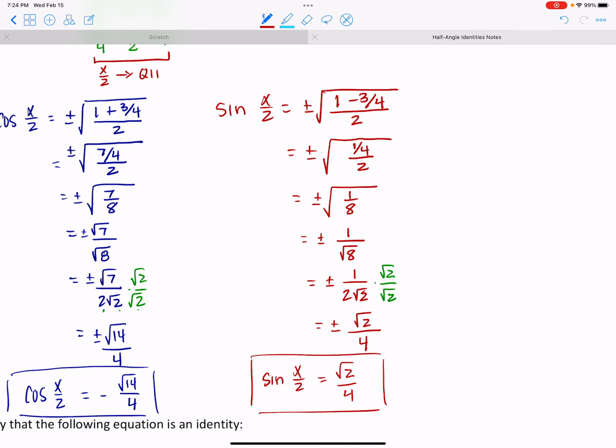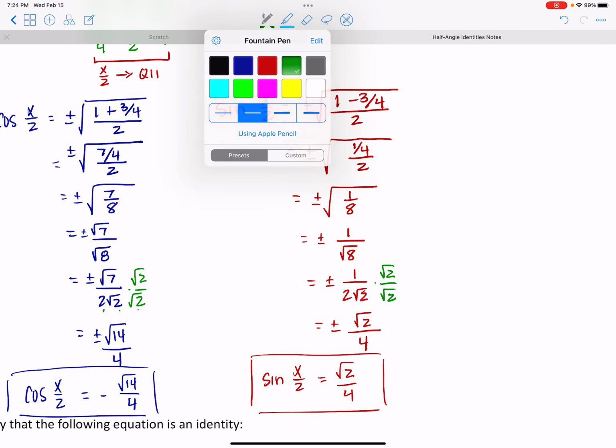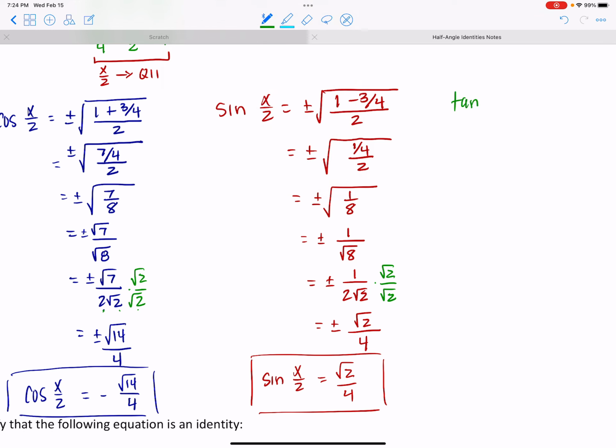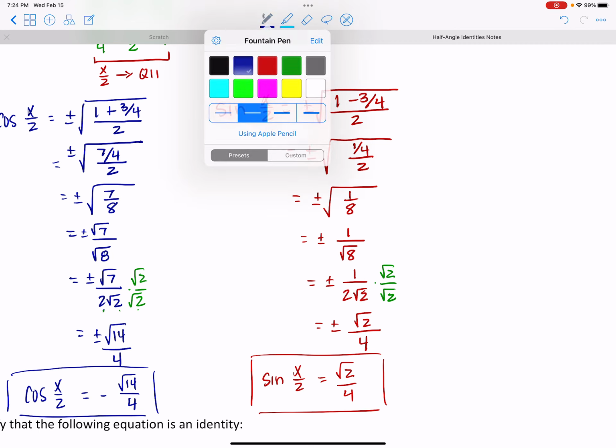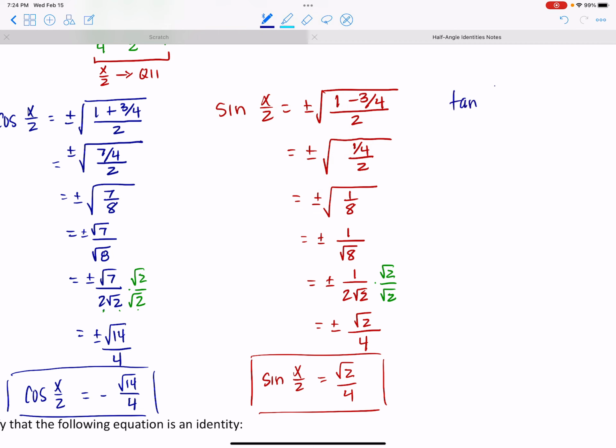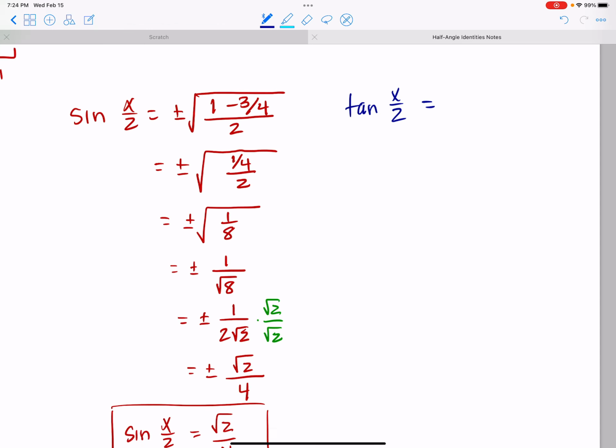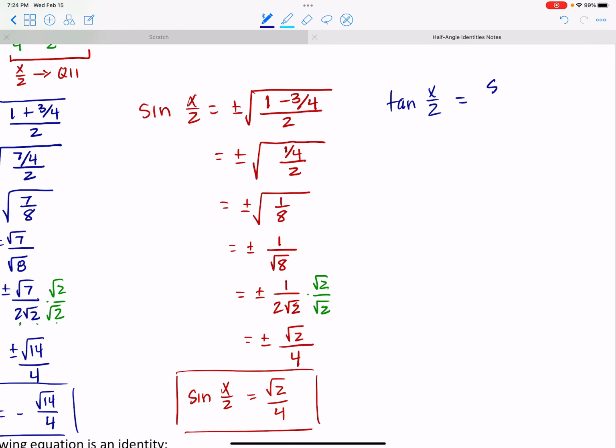So when we go to find the last one, which is our tangent of our half angle, let me go back to blue since green's going to interfere. When we go to find the tangent of our half angle, I have some options. I can use the identity, which I think is going to be a little bit uglier, but remember tangent is a ratio of sine over cosine, so I could call this the sine of my half angle divided by the cosine of my half angle.